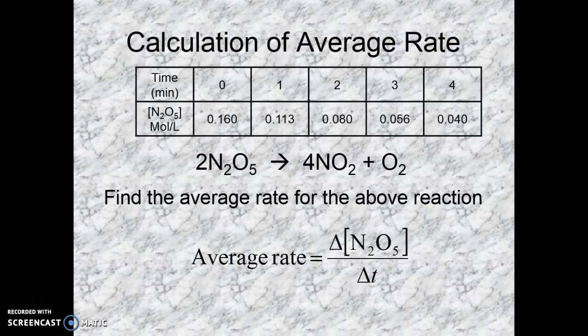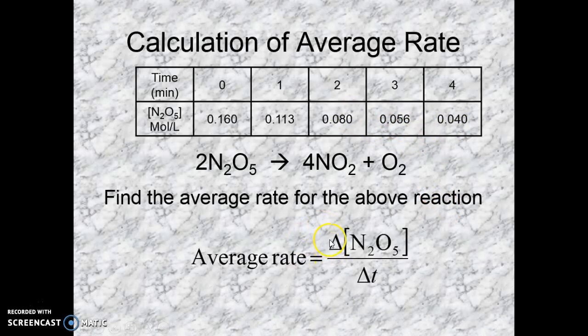So if we take a look at how we do calculations, let's just look at this scenario here. Over the course of 4 minutes, you have the change in concentration of N2O5. So you can figure out the rate a couple different ways. Average rate is just the change in N2O5 divided by the change in time. So we can figure out the average rate over the course of 4 minutes. We can figure out the average rate per minute, and you're probably going to see that this is going to change slightly.